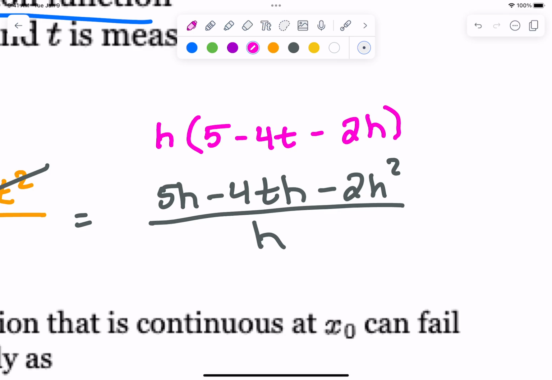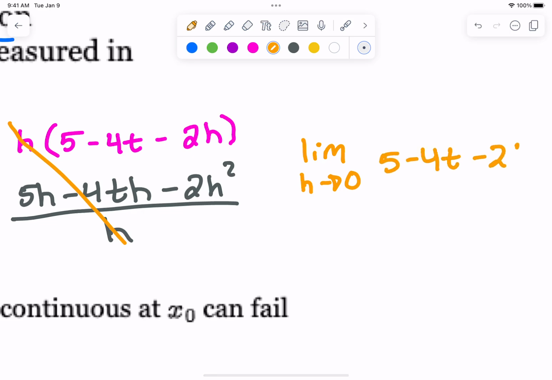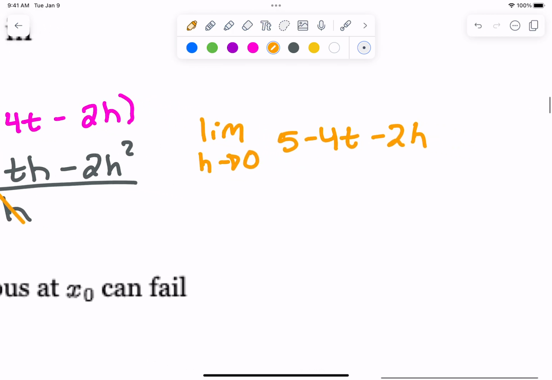We'll still have an h, right? Yeah. Okay, and then what? Cancel your h's. All right, then what? Now we can do the limit as h goes to 0 of 5 minus 4t minus 2h.